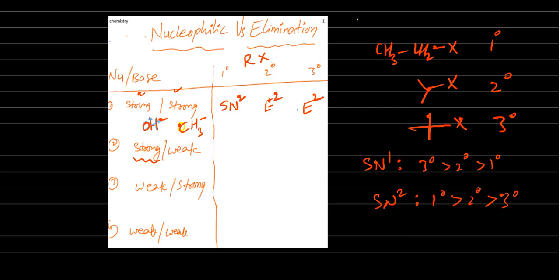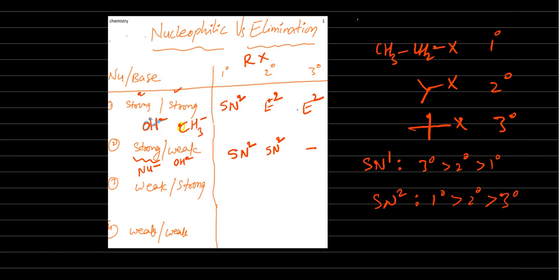Suppose a stronger nucleophile and weaker base is there. In that case, the primary alkyl halide again undergoes SN2. Why SN2? Because a stronger nucleophile is there. Whenever a stronger nucleophile is there, mostly SN2. Secondary also SN2. For tertiary, we cannot decide here.